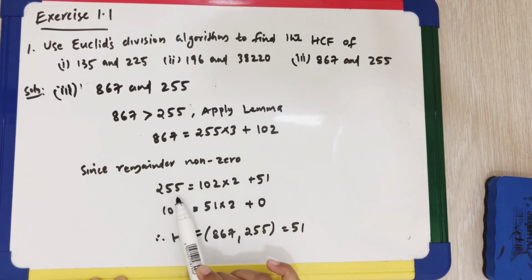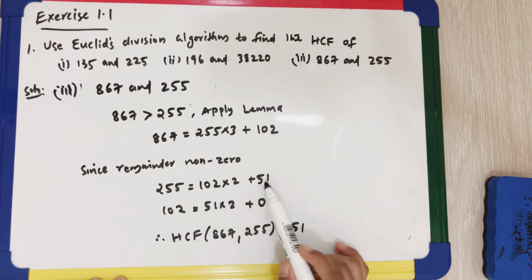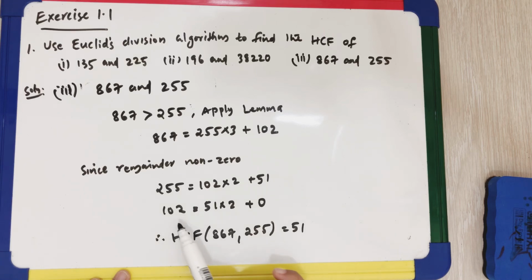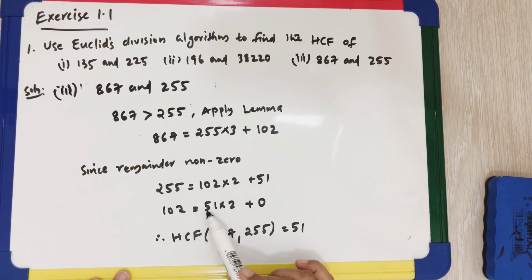Then we get 255 is equal to 102 into 2 plus 51. Again, the remainder is non-zero. Therefore, 102 is equal to 51 into 2 plus 0. We get the remainder 0. Then we can stop the procedure and the HCF will be the divisor here. That is, here the divisor is 51.